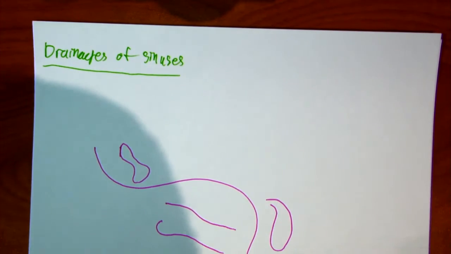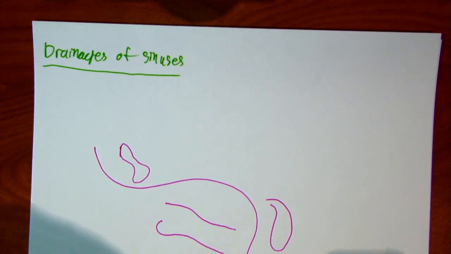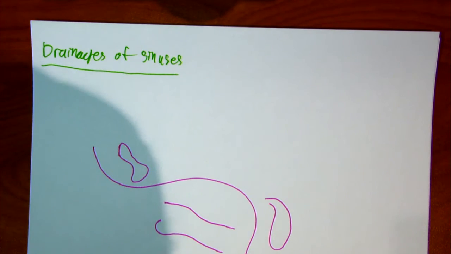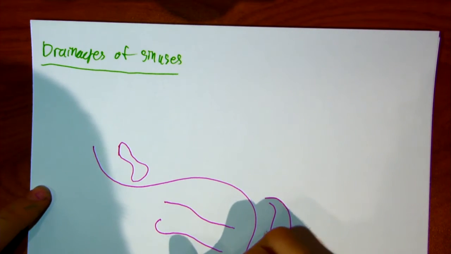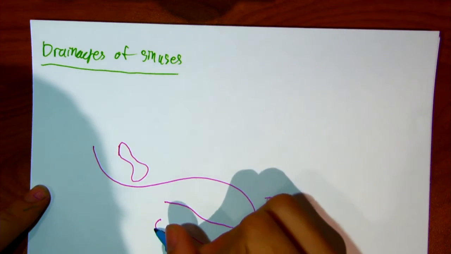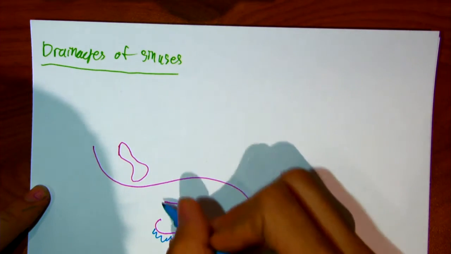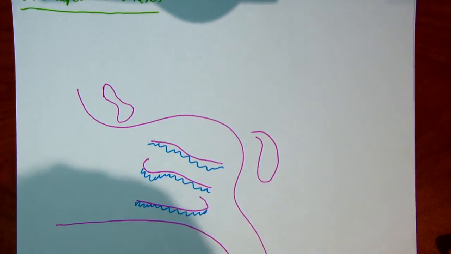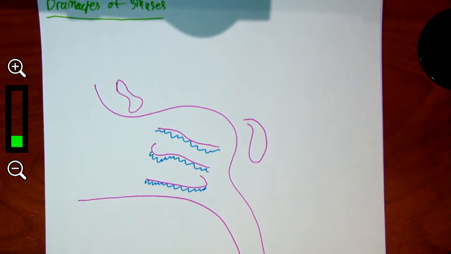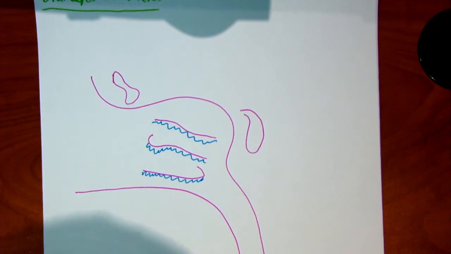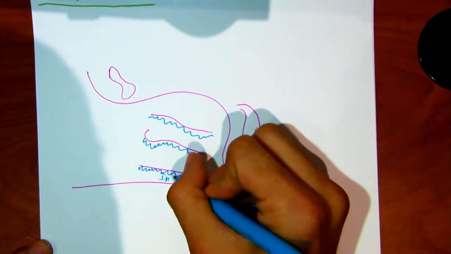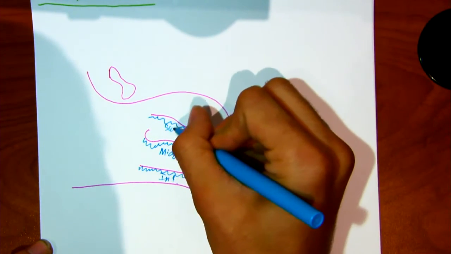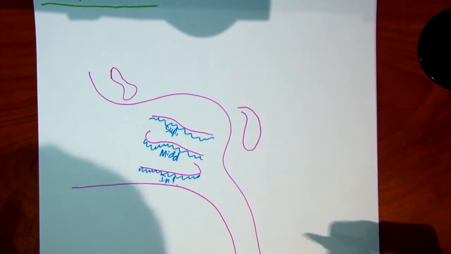Do you guys know what these are? Yeah, they're your nasal concha. You have your superior, middle, and inferior nasal concha. To help you visualize this, I'm going to color in the bottom. Underneath each concha, we have a meatus. So here we have the inferior nasal meatus, middle nasal meatus, and superior nasal meatus.